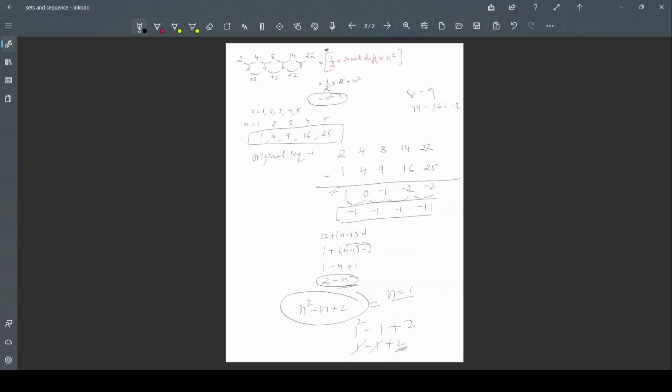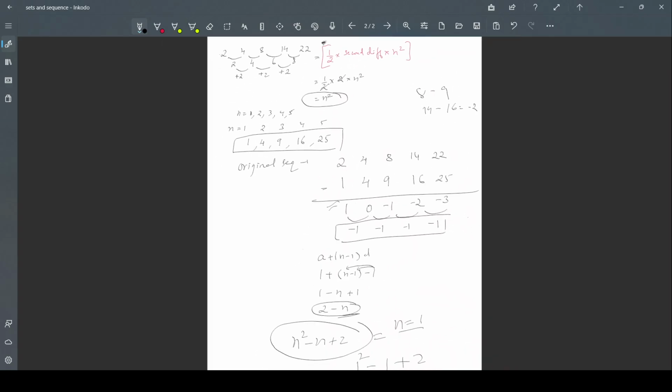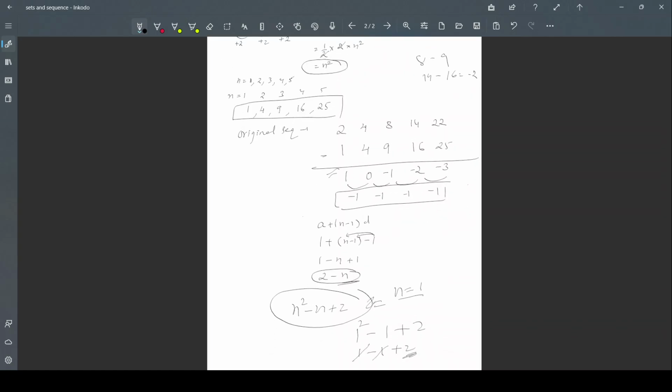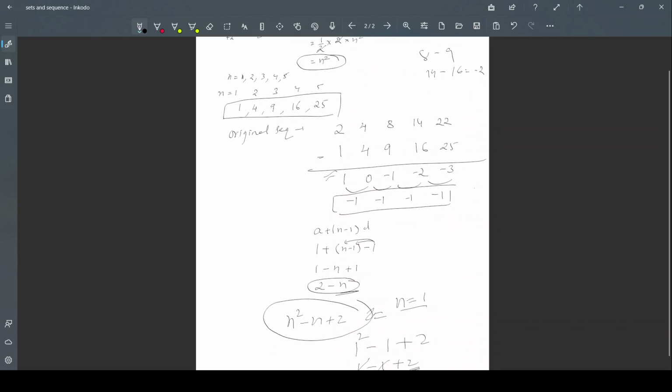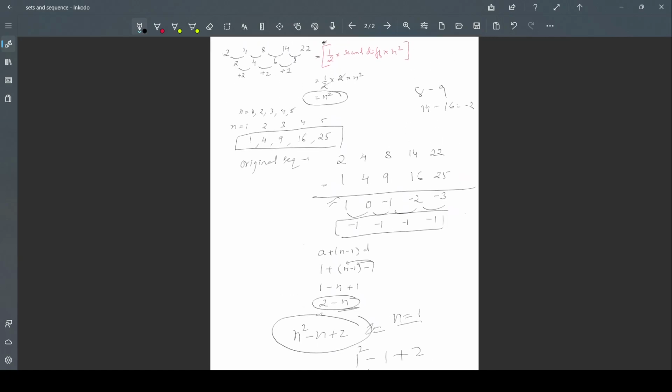So whatever sequence they are asking you to find out, the 5th or 6th or 100th sequence term, you can easily find out by putting the value of n as that one, right? 100 or 200, whatever, you can put the value of n as that one and find out the particular term. So this was the second case.